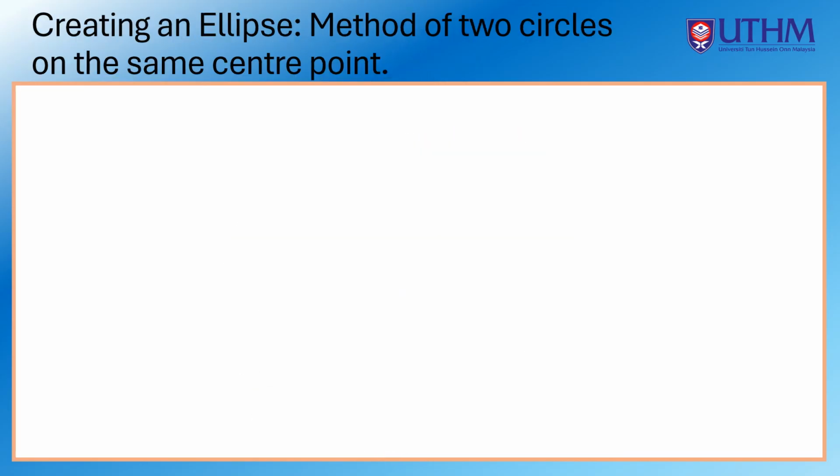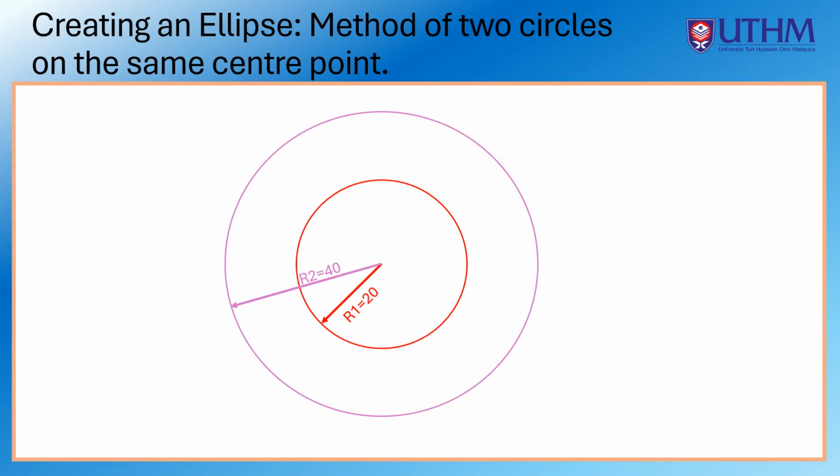Now we want to create an ellipse using the method of two circles on the same center point. First, two circles with a radius of 20 mm and 40 mm are drawn at the same center point. Both circles are then divided into 12 sections. These cutting lines cut both circles and create intersections.